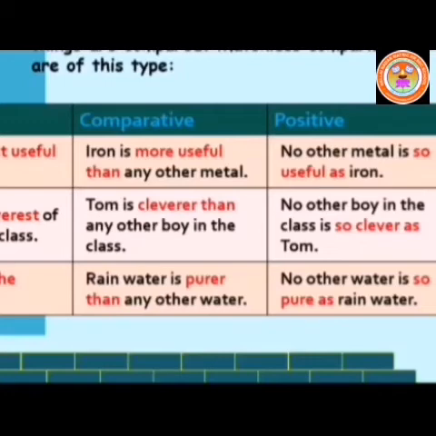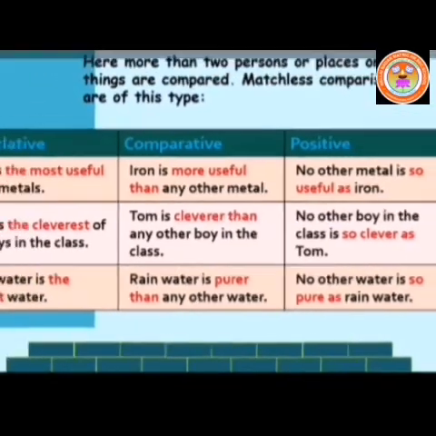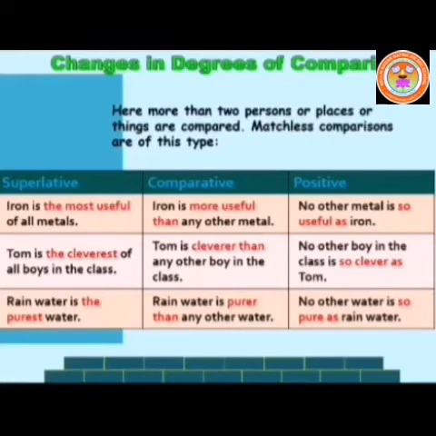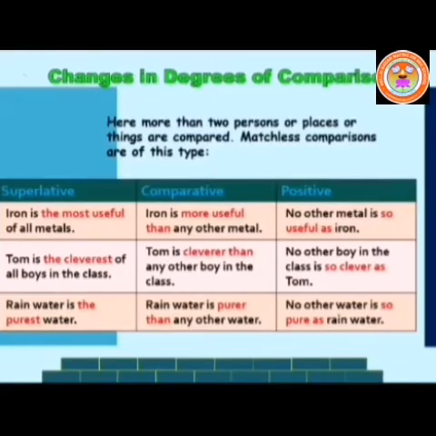Then last one, that is no other water is so pure as rainwater. Rainwater is purer than any other water. Then in the superlative form, rainwater is the purest water. So these are some of the examples, children. See here, from positive to comparative, comparative to superlative, we have seen the transformation. And let us see one more thing.